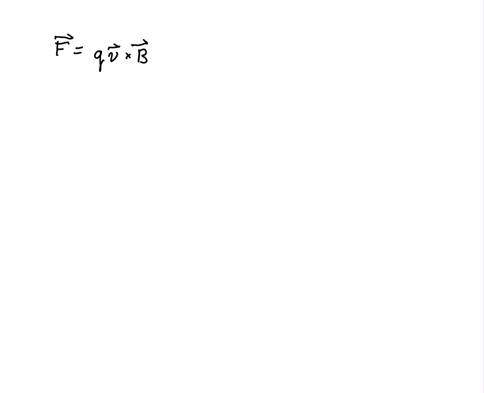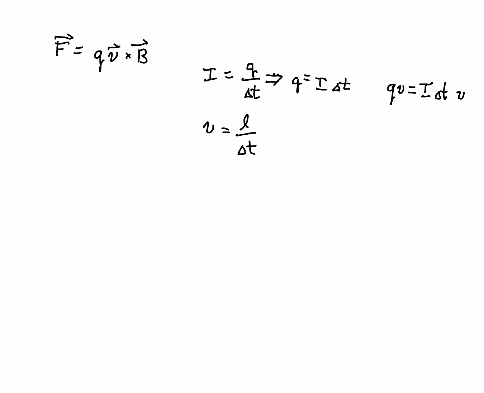One final thing I'd like to note about the Lorentz force is it's qv cross B. But if we consider a wire with some current moving through it, the current is the charge divided by the time it takes to move through the wire at some velocity, where the velocity would then be the length of the wire divided by the time, distance over time. q is then equal to I times delta t. qv is then I delta t v. Replacing v with L over delta t, we get that qv is IL. Of course, the delta t just cancels.